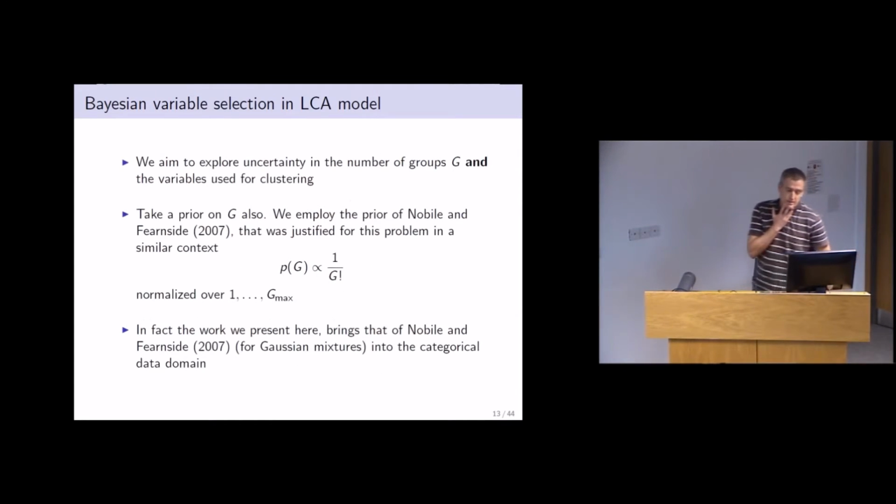We also put a prior on the number of groups, and to discourage a large number of groups, we're actually using a truncated Poisson(1) prior on the number of groups, truncated to be between 1 and some maximum value. So that's to try and discourage unnecessary groups being added to the model.